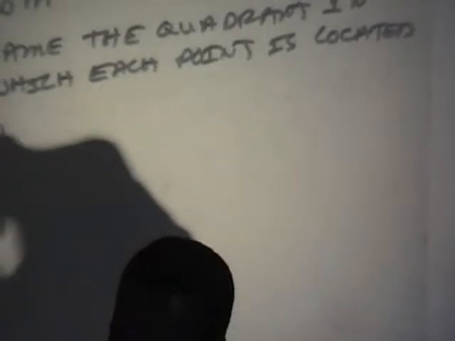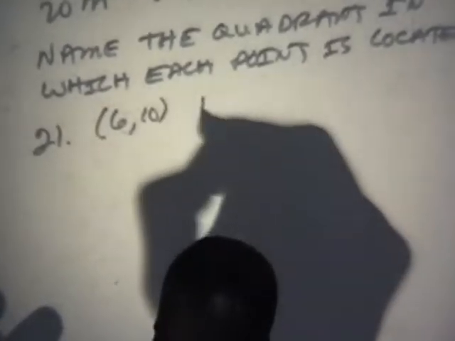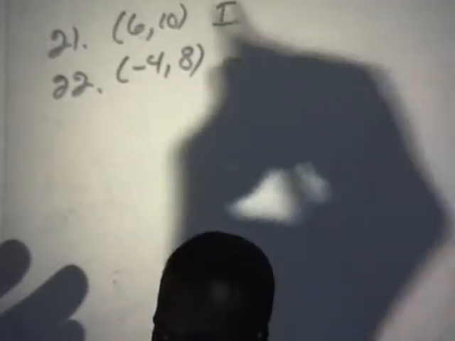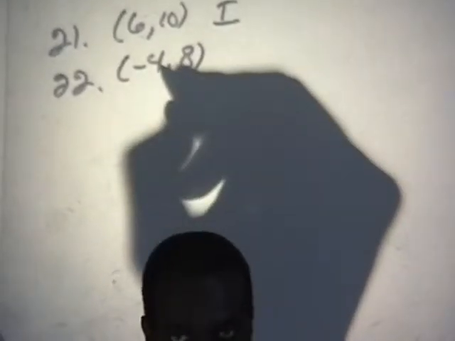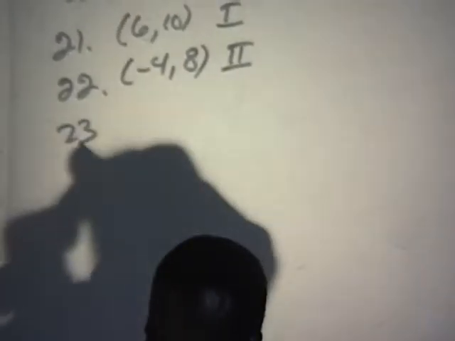So, problem number 21. Which quadrant is 6, 10 located? Well, since all is positive, it's in quadrant number 1. Okay? Let's go to number 22. We have -4, 8. And since we have a negative x and a positive y, that is in quadrant 2. Let's go to number 23.